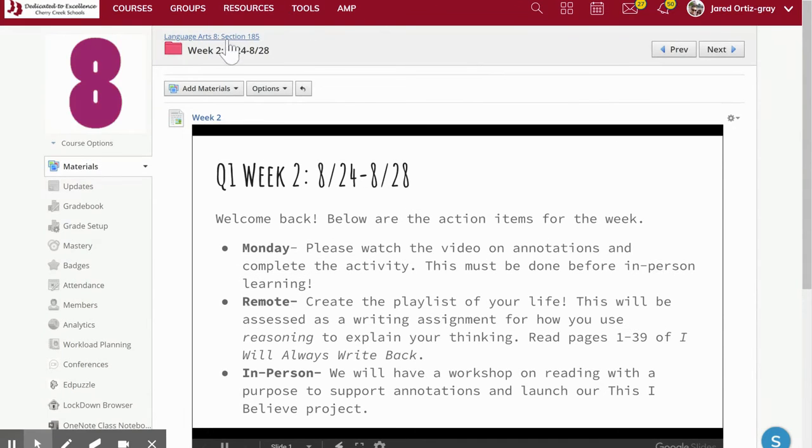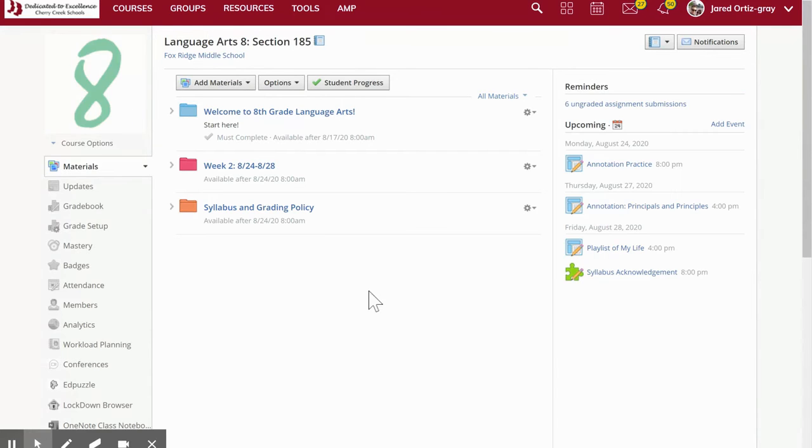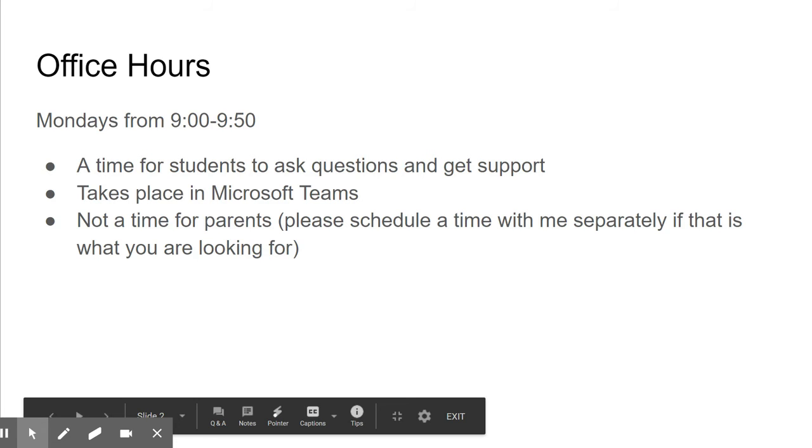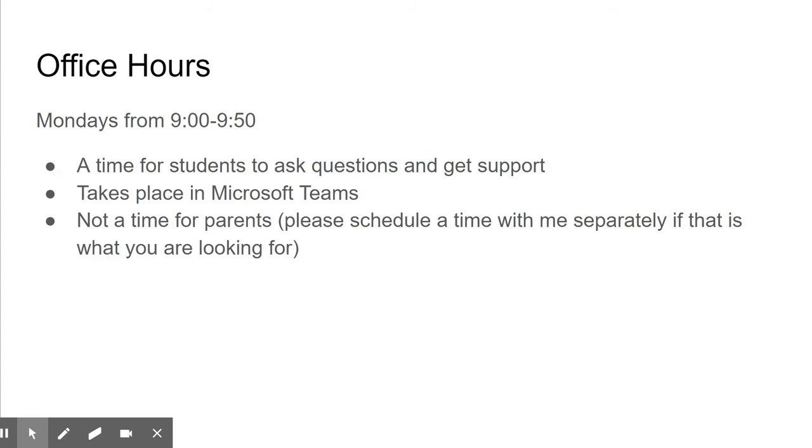So that's Schoology. That's what it looks like for 8th grade language arts this year. We will keep this as organized as possible so that students really don't have any questions about what they are supposed to be doing. We'll have office hours available for students Mondays from 9 to 9:50. This is a time for students to log on and get one-on-one support on Microsoft Teams. I've put a link in Schoology for them, and I'll make sure that all students have joined the Microsoft Team office hours as well, so that'll always be there.